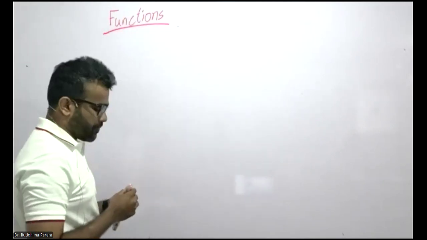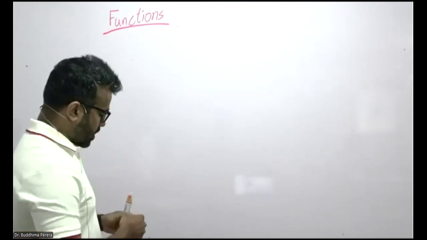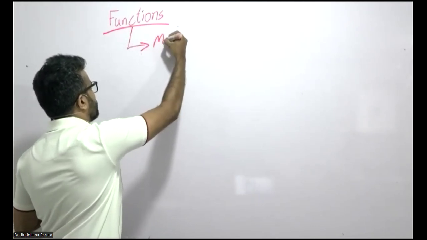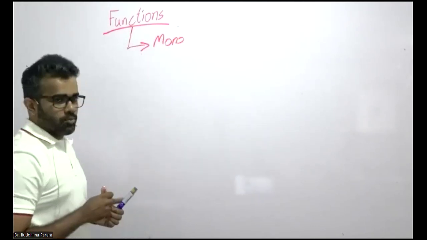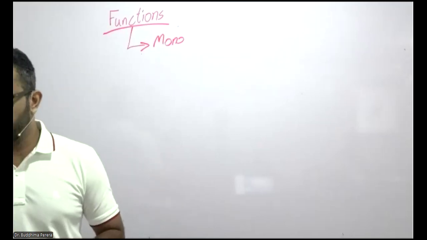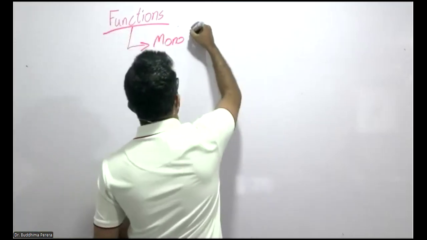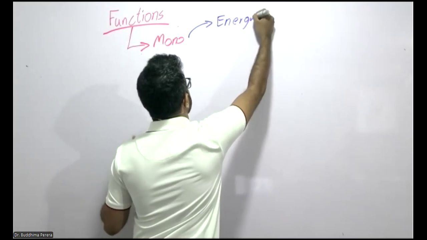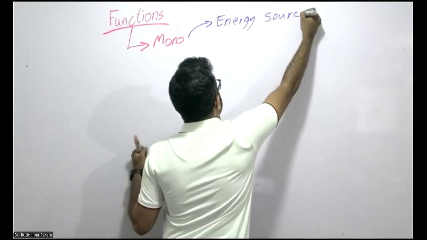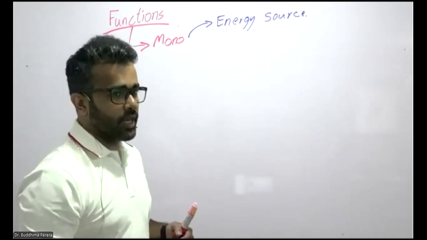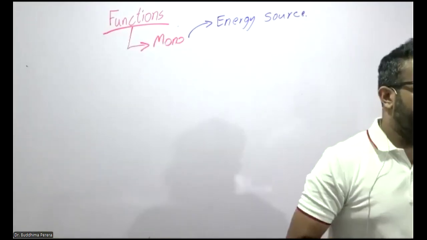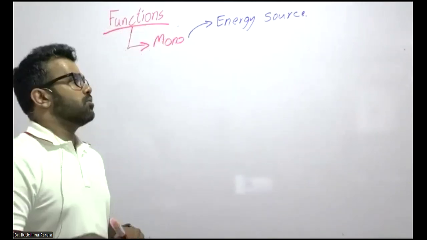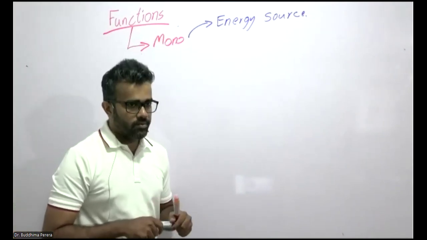So there are functions of monosaccharides. First, we have to know the functions of monosaccharides. They are an energy source. What's the meaning of energy source? It is used to generate energy. What is the most common energy source? Glucose. Glucose is the commonest energy source in our body, right?